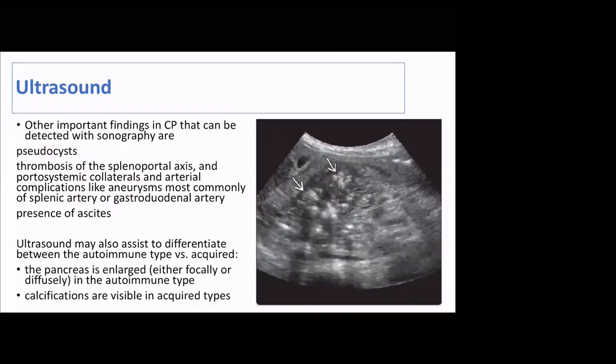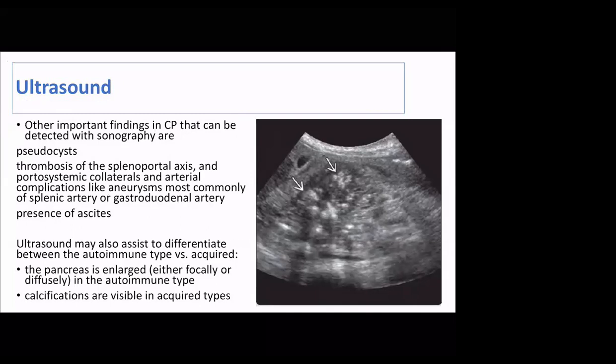Other important findings in chronic pancreatitis that can be detected with sonography are السيدوسيست ممكن نشوفها, thrombosis of the splenoportal axis and the portosystemic collaterals, and arterial complications such as aneurysm, most commonly of the splenic artery or the gastroduodenal artery. And we ممكن نشوف أيضا ascites during routine ultrasound examination.